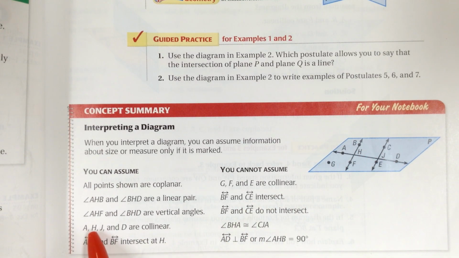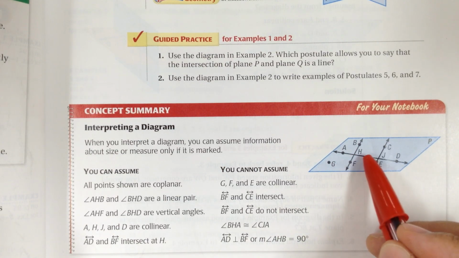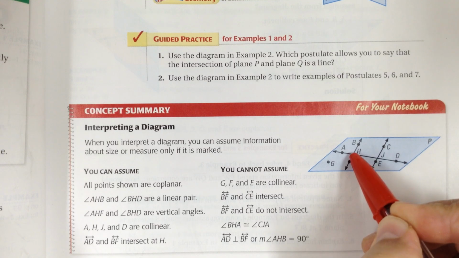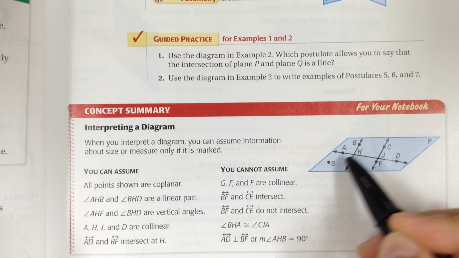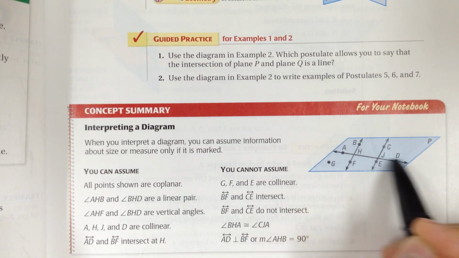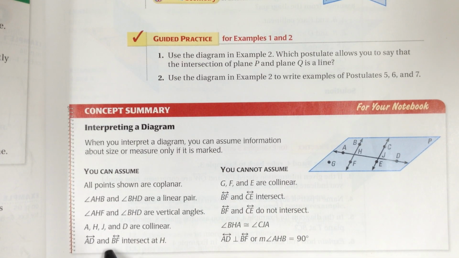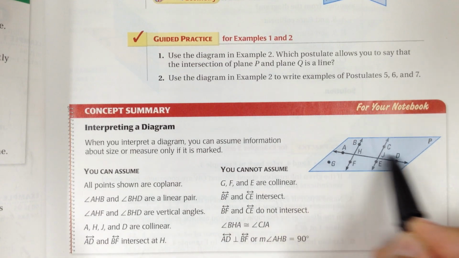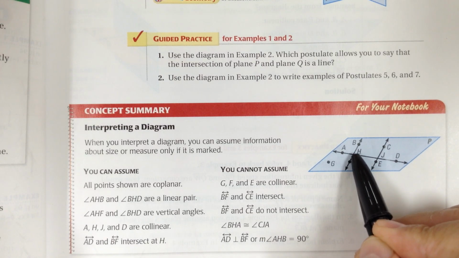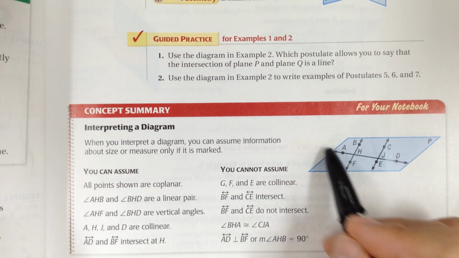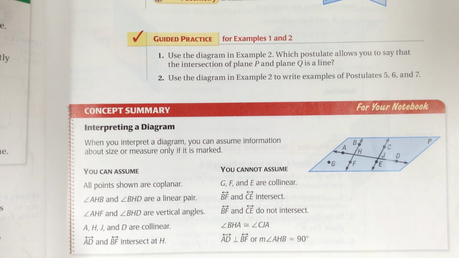You also can assume A, H, J, D are collinear. They didn't put a dot over there, but H is the dot right over here. They should have put a dot there, but anyway, all these 4 points A, H, J, D are collinear. They are on a straight line. You also can assume that line AD and line BF intersect at H. You also can assume that AD and CE intersect at point J. So there are other things you can assume.